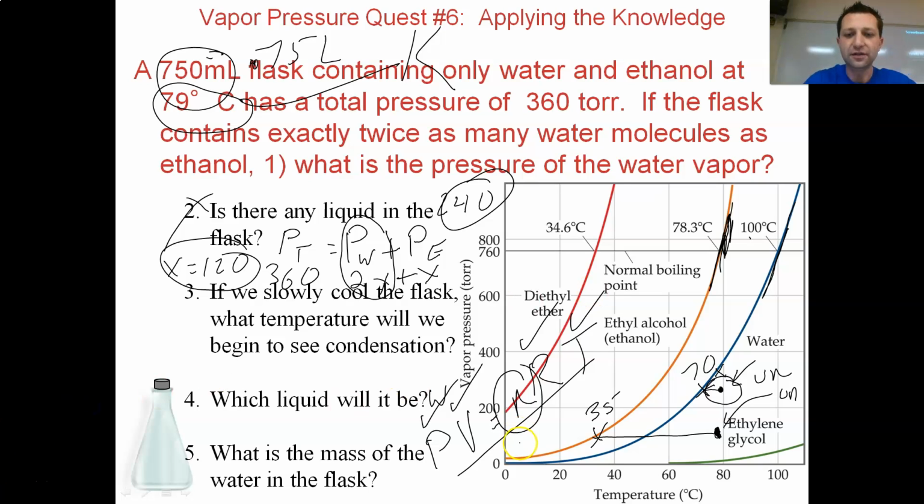If you solve for this, you should get a moles value of approximately 0.0082 moles. Remember, the temperature is 79 Celsius. You have to add 273 to that, so you get a temperature of 352 Kelvin. You convert that 0.0082 moles of water into mass, and to 2 sig figs you get 0.15 grams. So not a whole lot of water is in there to create that low partial pressure of 240 torr. All right, moving on.